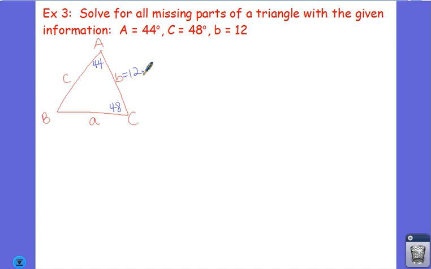So what can we naturally find first? Hopefully everybody's thinking, we're going to find big B. We're going to find that missing corner. So 180, take away 44, take away 48, put all that in your calculator, and hopefully you get 88. Put that in this corner.